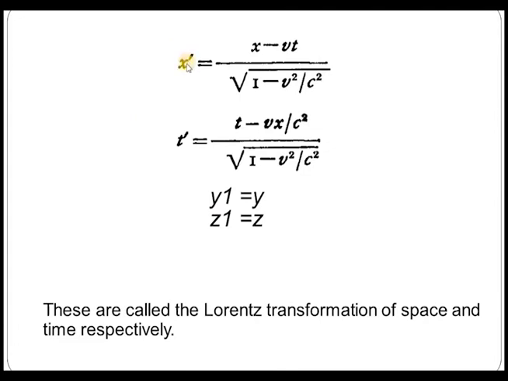Here instead of x prime I have to write x, and instead of x I have to write x prime. And what happens here? Instead of v I will have to put a minus v, which means x plus vt will come.